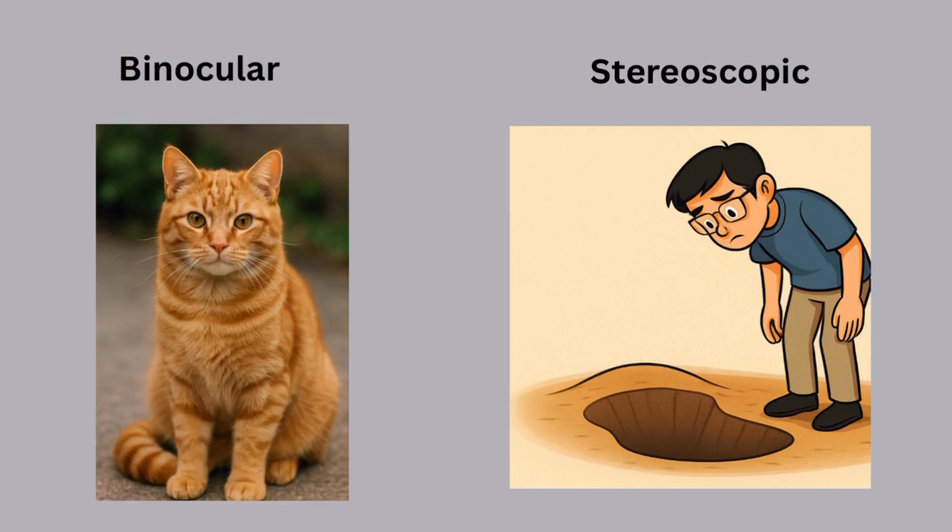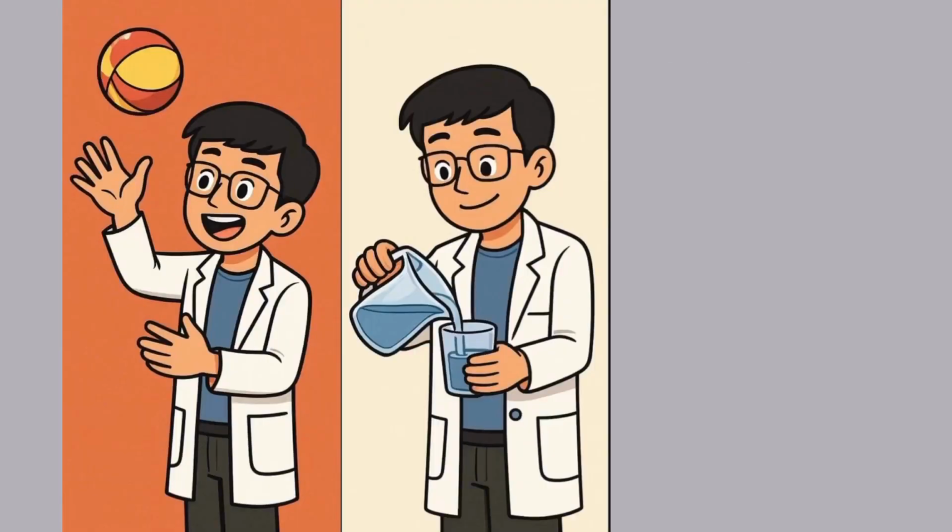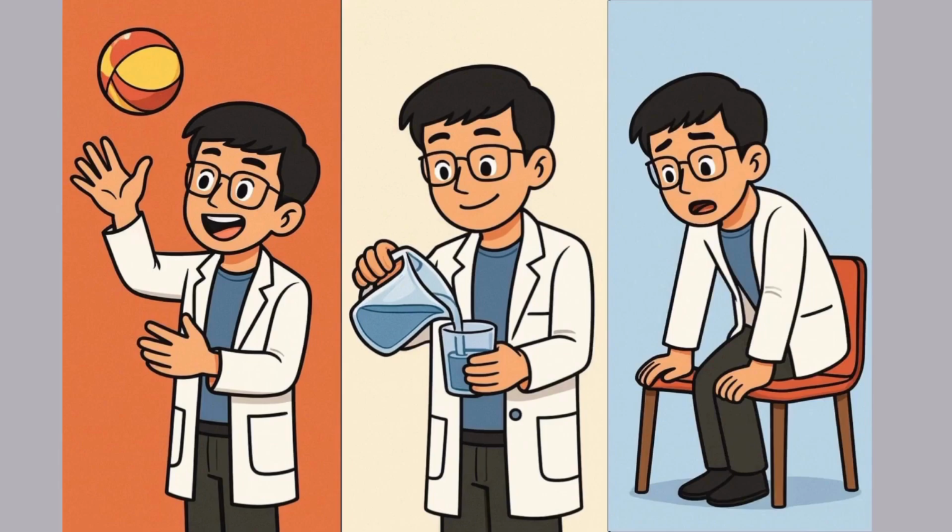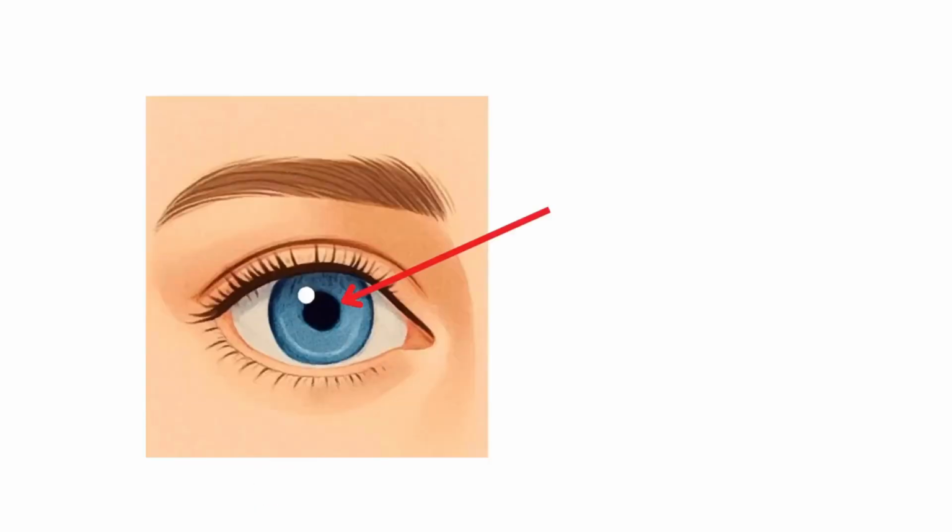It's the reason you can catch a ball, pour water without spilling, or avoid trying to sit on a chair that's actually behind you. Now, let's do a quick exam summary. Rods, dim light, black and white. Cones, bright light, color. Pupil, opening for light.